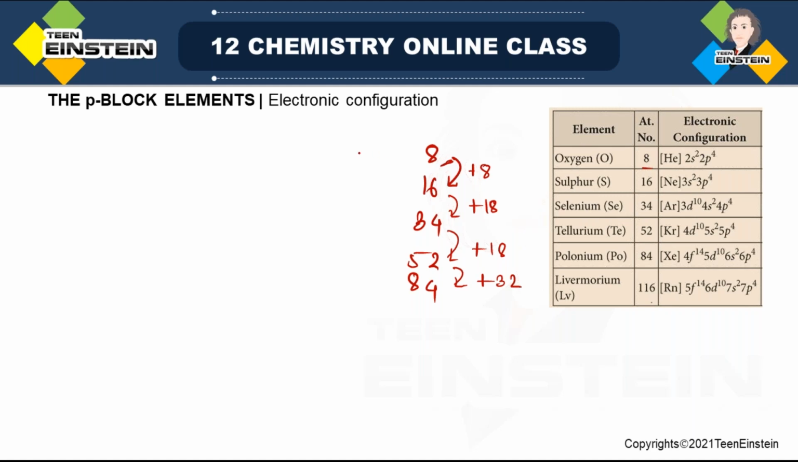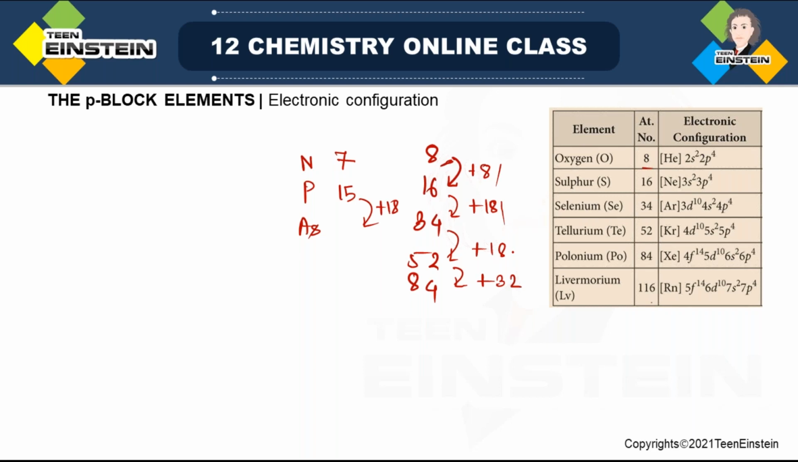Even if you consider nitrogen, that is group 15, the atomic number is 7. Then the next element is phosphorus. What you will do? 7 plus 8. Now it is 15. Next element after phosphorus is arsenic. Now what you will do? Again add 18. So in this way, you can easily find out the atomic number of all the elements down the group.